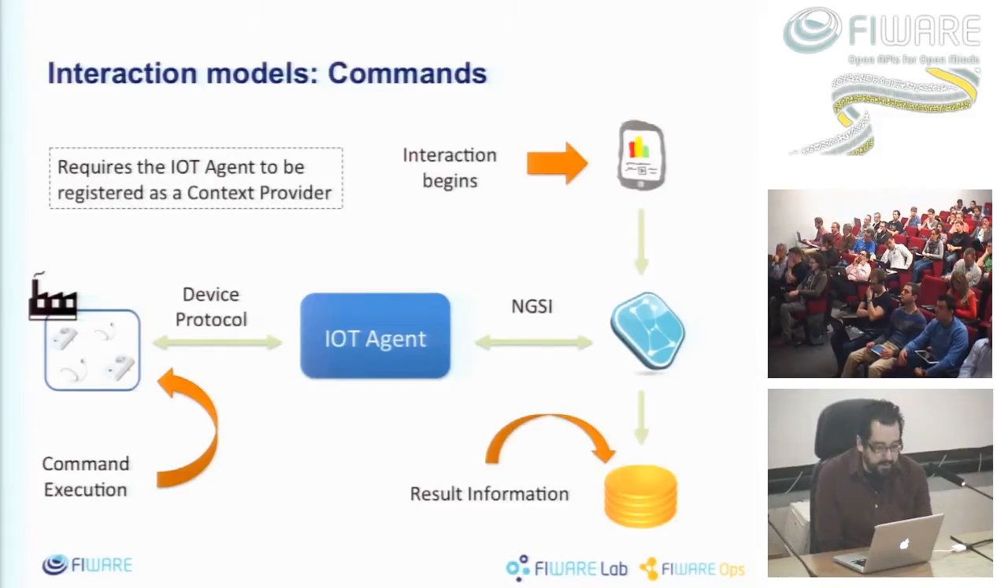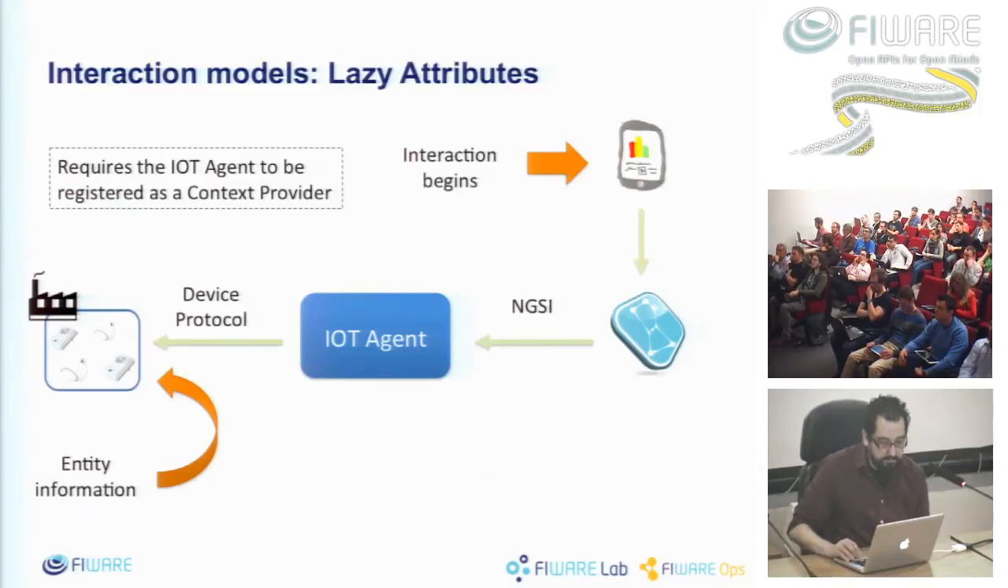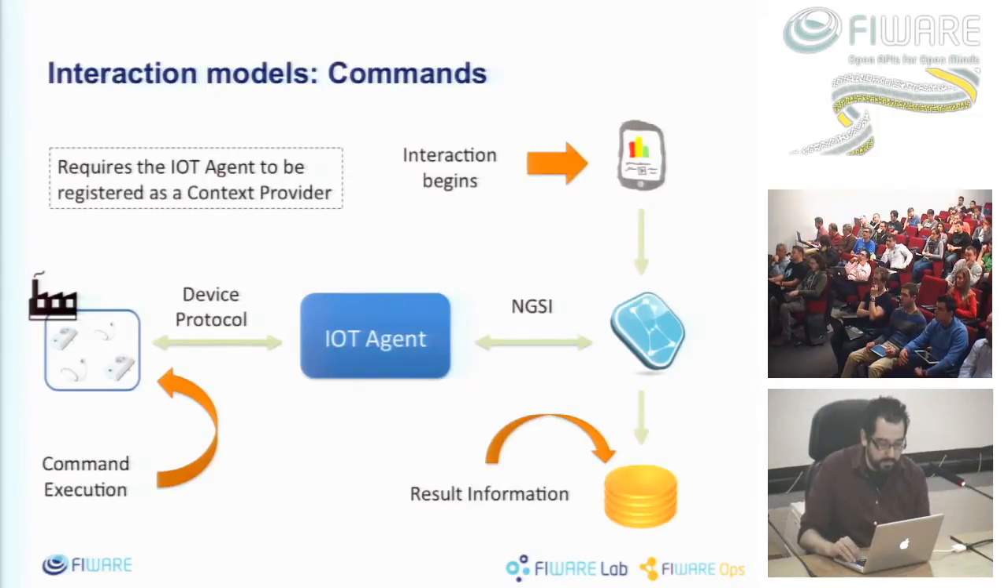The last of the three interaction models is the commands. Well, one brief detail: the active attributes interaction model is a write-only model. It's only used for the devices to write information in the context broker. But the lazy attributes model can be used both for querying information from the device and to write information into the device.